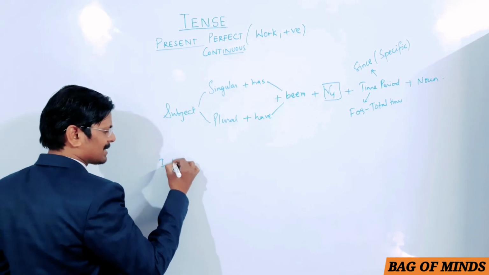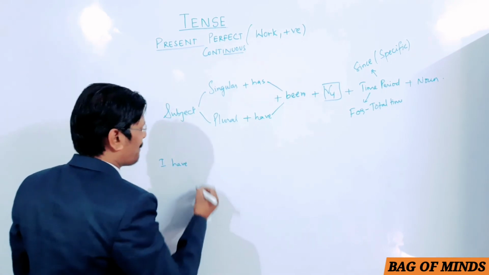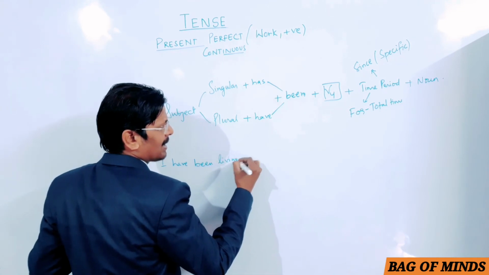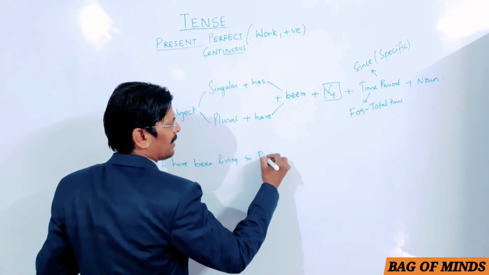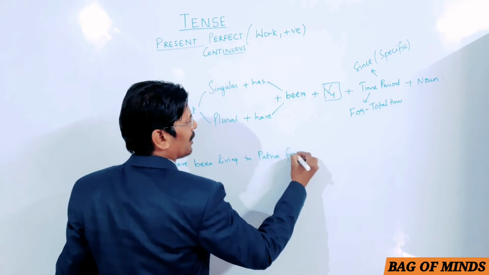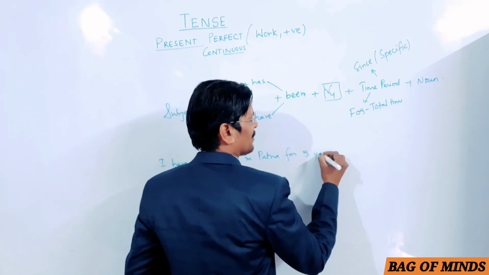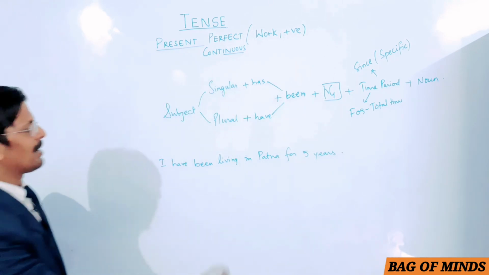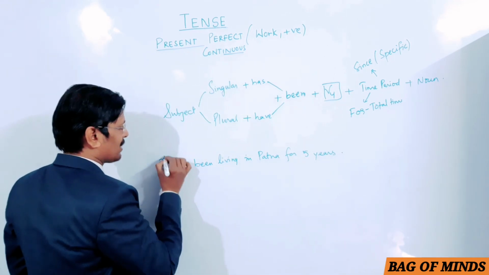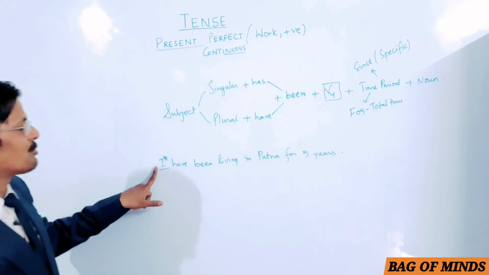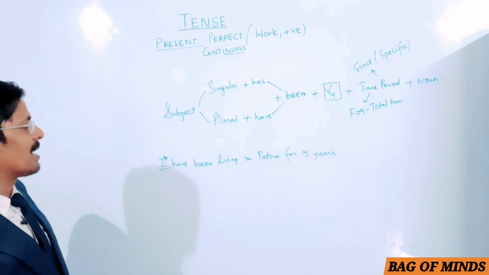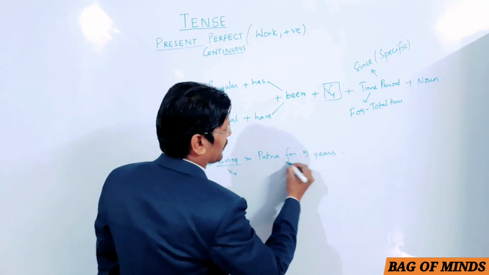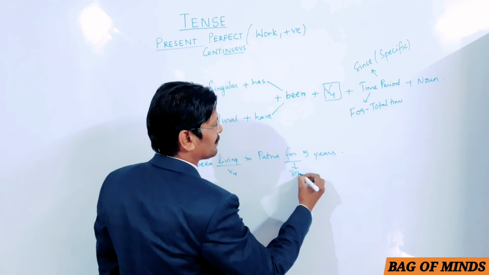Let's say I can say, I have been living in Patna for 5 years. So let's have a look here. I have been living in Patna. So you see this concept. Why did I take the example of I? Because though it is singular, it follows the plural helping verb. I have been living. This is my V4. In Patna, for, here, is total time.